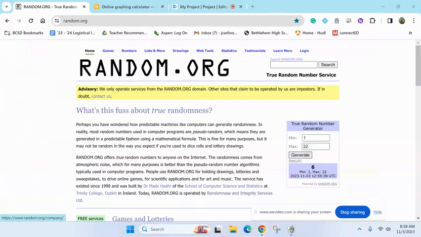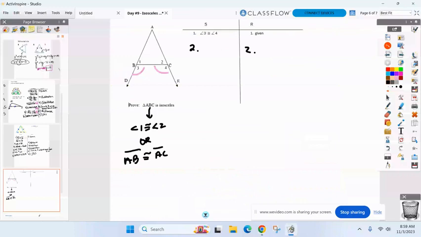Alyssa, what do we know about 1 and 3? They both equal 80. Yep. And 2 and 4? Also supplementary. Everyone agrees? So that's the first thing we're going to write down before we write down that they're congruent. 1 and 3 are supplementary. And 2 and 4 are supplementary.